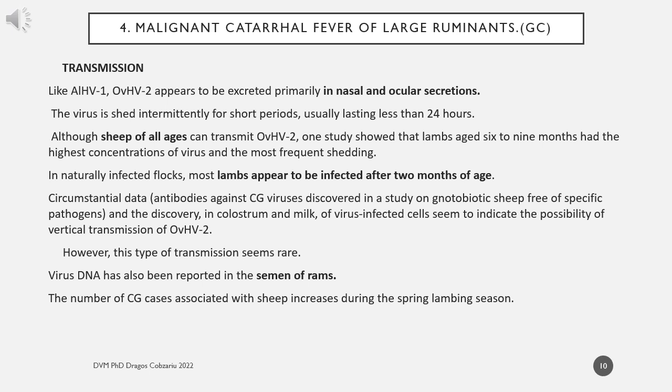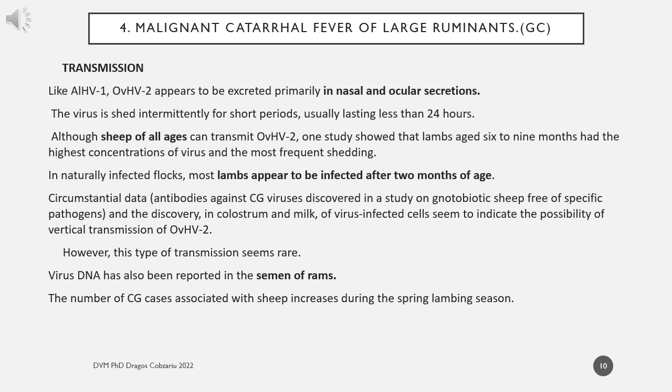Although sheep of all ages can transmit OVHV2, one study showed that lambs aged 6 to 9 months had the highest concentrations of virus and the most frequent shedding. In naturally infected flocks, most lambs appear to be infected after 2 months of age. Circumstantial data, antibodies against CG viruses discovered in a study on gnotobiotic sheep free of specific pathogens, and the discovery, in colostrum and milk, of virus-infected cells seem to indicate the possibility of vertical transmission of OVHV2. However, this type of transmission seems rare. Virus DNA has also been reported in the semen of rams.